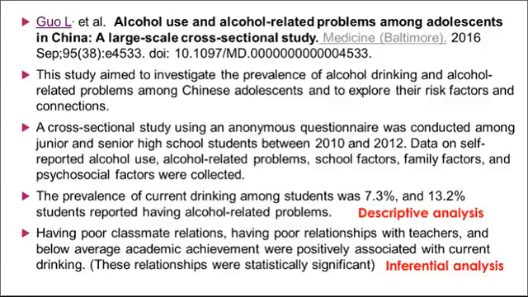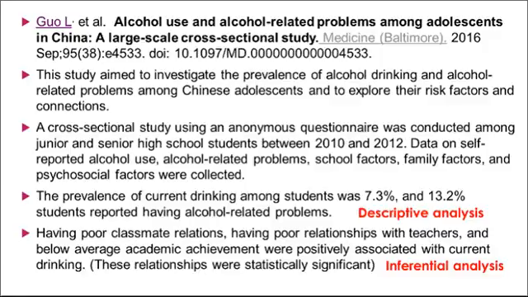So what they did was they had a survey that was anonymous, and they had junior high and senior high school students complete this survey. And they asked them to self-report alcohol use, alcohol-related problems, school factors, family factors, and psychosocial factors. What they found was that current drinking among students had a prevalence rate of 7.3%, and that 13.2% of students reported having alcohol-related problems. That portion of the study is considered descriptive analysis.